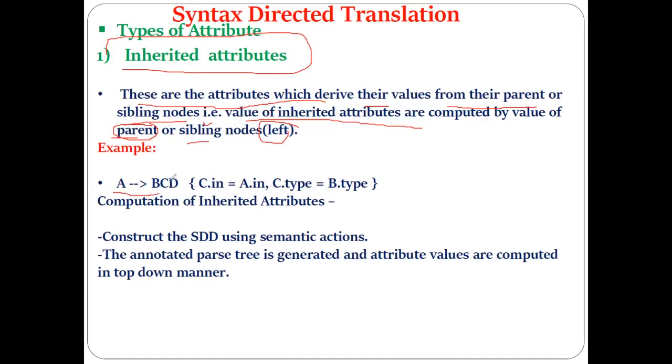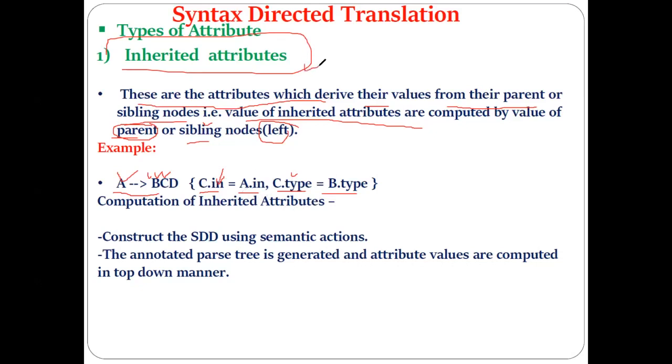A derives BCD. Now here node C can obtain its value from its parent node A, and from its left sibling node, left neighbor. Now what is the left neighbor of C? B. So that is the reason it is written here, C.in. Now here the attribute name is in. In the previous example, we saw the attribute name was .val. So here the attribute name is .in. So C.in can obtain its value from A.in. Or it can also obtain its value, now here a different attribute name is written, .type. So C.type can obtain its value from its left sibling, that is B, which is written here like this: C.type equal to B.type. So if the attribute values are computed in this manner, then those attributes are referred to as what?